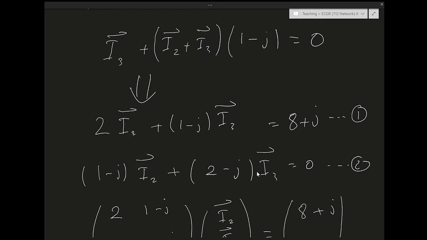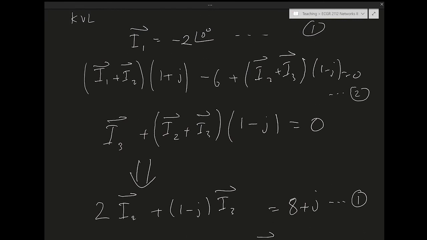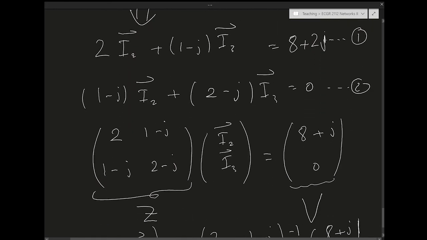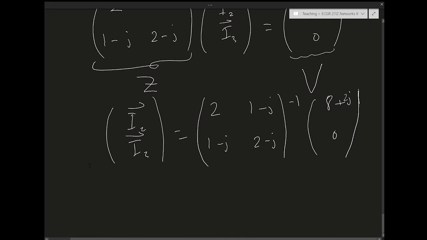Yeah, I double checked and I think there's a mistake here. The mistake is that I took 6 to the other side, and then I1 was minus 2, right? So minus 2 times 1 plus j, take to the other side, you end up with 2 times 1 plus j. So you end up with 2 plus 2j. So this is actually 8 plus 2j. Yeah, I noticed that what I got was not correct. So this is 8 plus 2j, 8 plus 2j. So I have to be careful with those small mistakes.